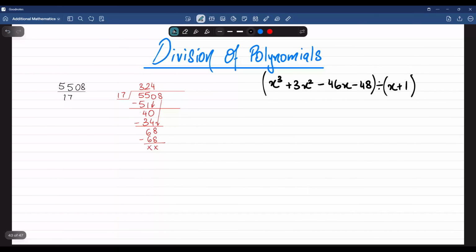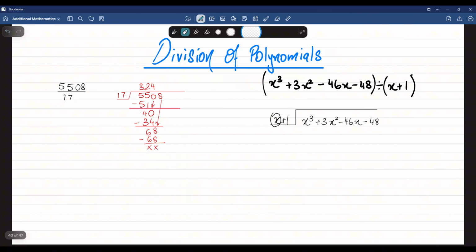Okay, so I'm going to again write it in the form I would have written: x plus 1 here, and then x cubed plus 3x squared minus 46x minus 48. Now what we do in this is we only consider the first term while dividing.